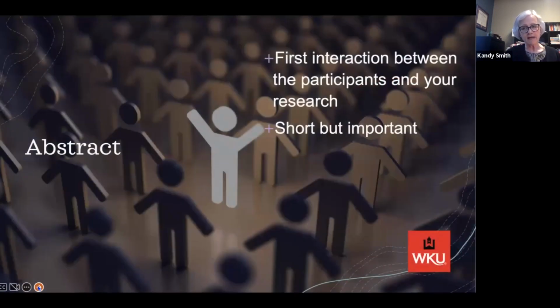So your first interaction between you and the people that you want to come to your presentation or your poster session, whatever it is that you want to do at the research conference, is your abstract. And so it's short, but it's very important. It's where, for me, when I read an abstract in a conference program, that's how I decide where I'm going. And so you want people to come so that you can share what you've done.